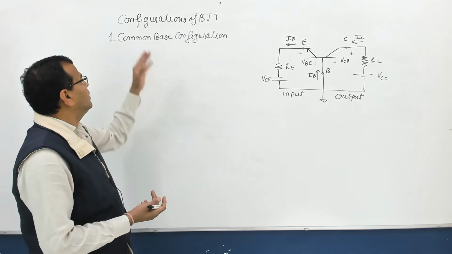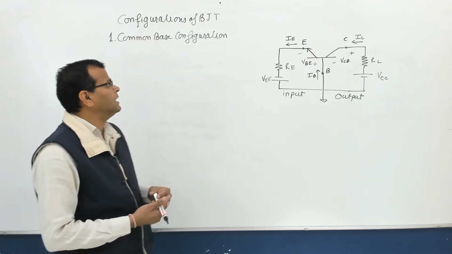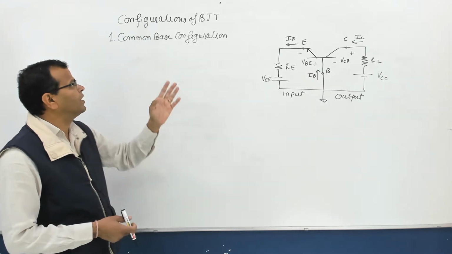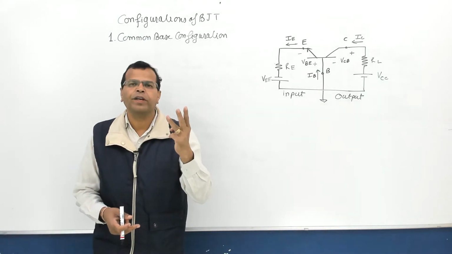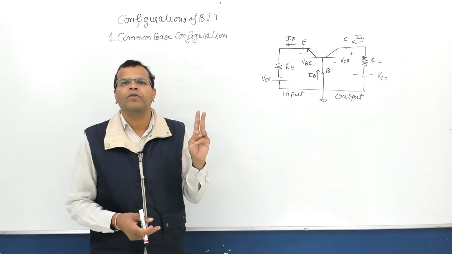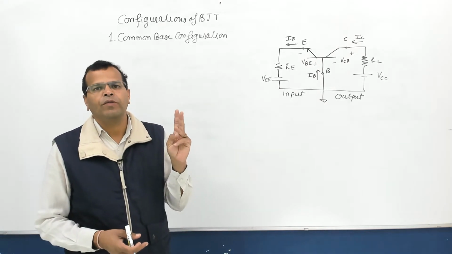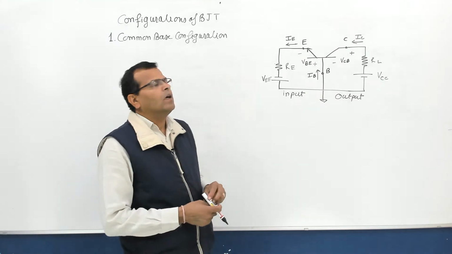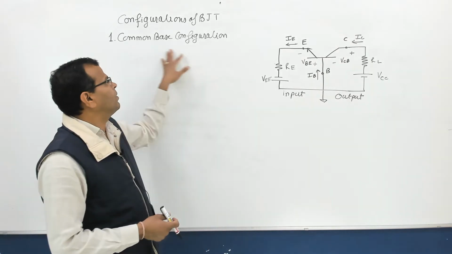Now we will discuss the configurations of BJT. First I will be talking about common base configuration. There are basically three configurations in BJT: common base configuration, common emitter configuration and common collector configuration. First I will be starting with the common base configuration.